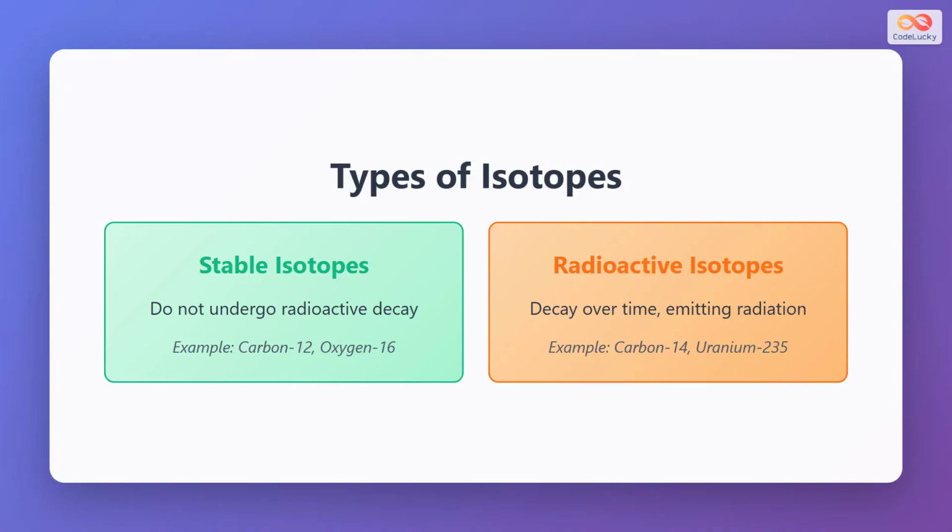Isotopes fall into two main categories based on their stability. Stable isotopes have a balanced nuclear structure and do not undergo radioactive decay. They remain unchanged over time. Examples include carbon-12 and oxygen-16. On the other hand, radioactive isotopes, also called radioisotopes, have unstable nuclei that decay over time, emitting radiation in the process. Carbon-14 and uranium-235 are examples of radioactive isotopes. Both types are found naturally and have important uses.